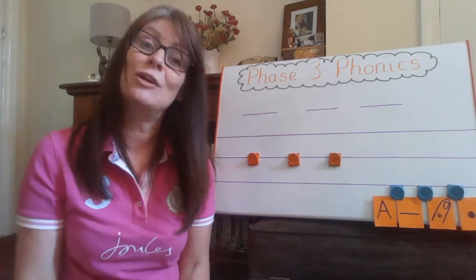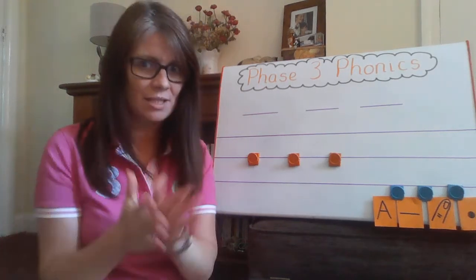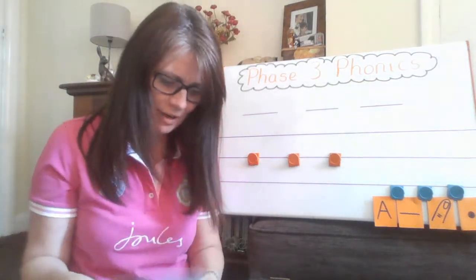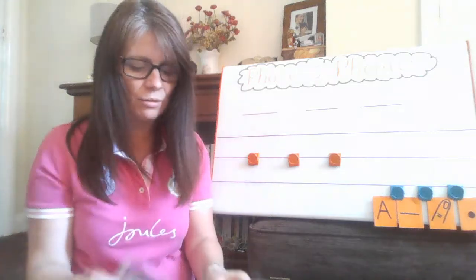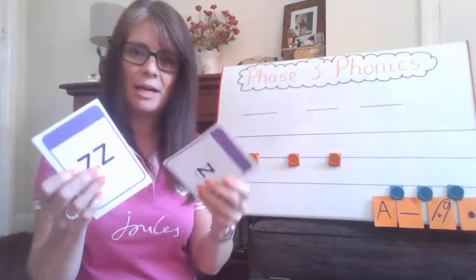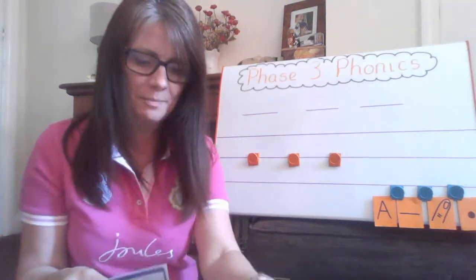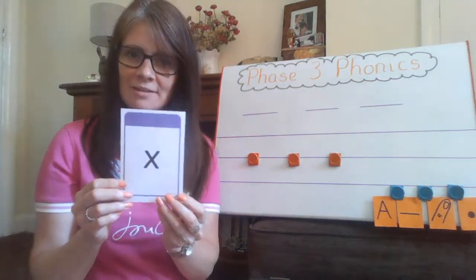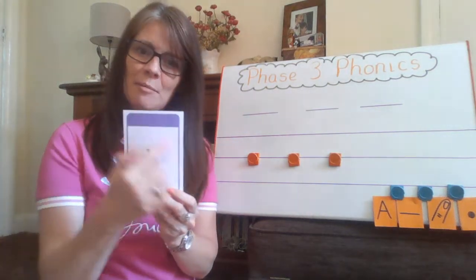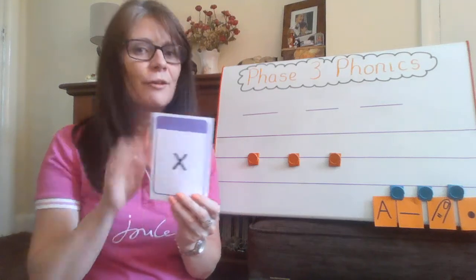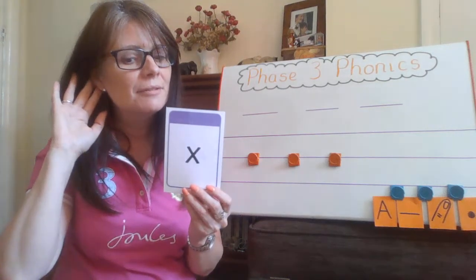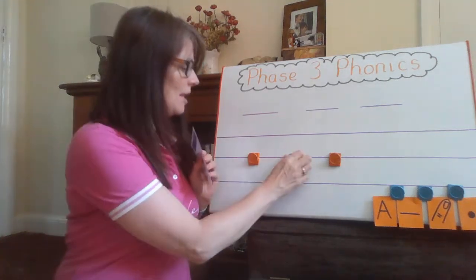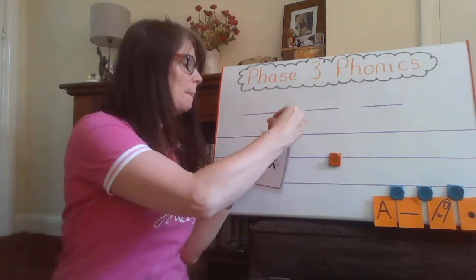Now today we're going to look at 3 graphemes. That's what we look at. That's the written bit, the 3 graphemes. Oh, I've got back-to-back ones here. I'm going to start with this one. Do you remember what sound it makes? The grapheme is what it's written like. The phoneme is the sound. It's ks. I'm going to just pin that on there for a minute.